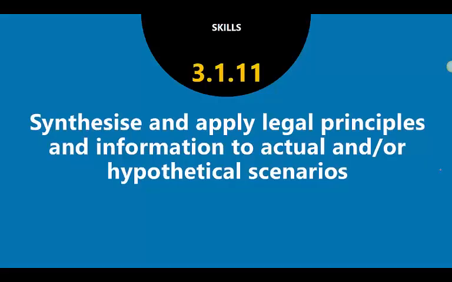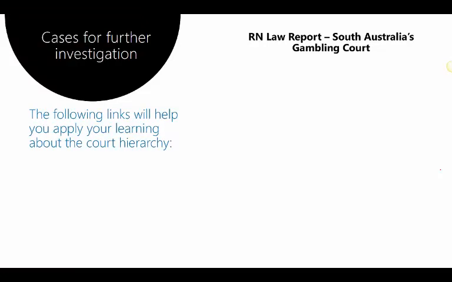How do we apply this to actual or hypothetical scenarios? Well, I've only got one here for you today. It is the Law Report by Radio National, ABC. You can find it in any podcast store. Whilst it's not Victorian related, they did a look at about a half an hour episode at South Australia's gambling court. Works off the same premise of the drug court.